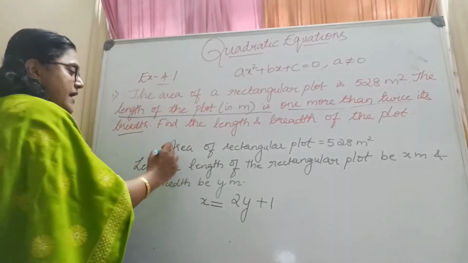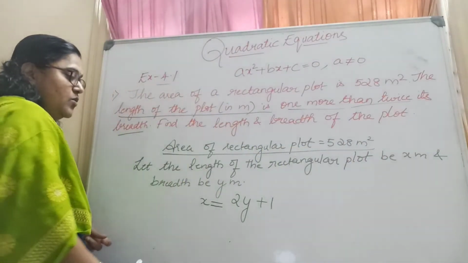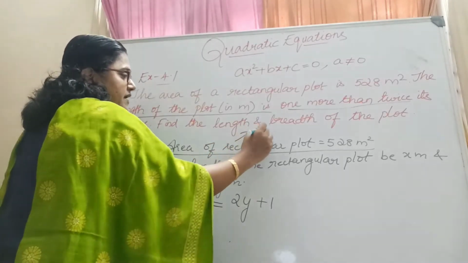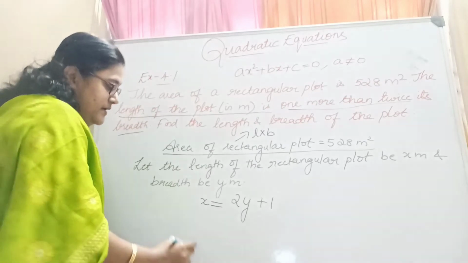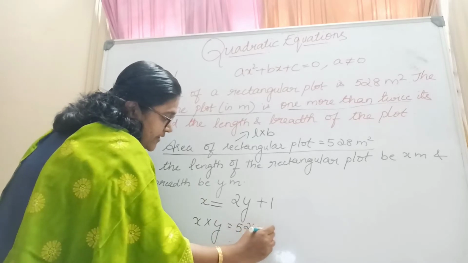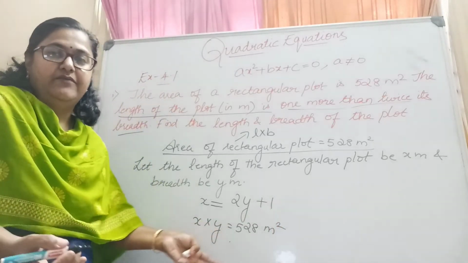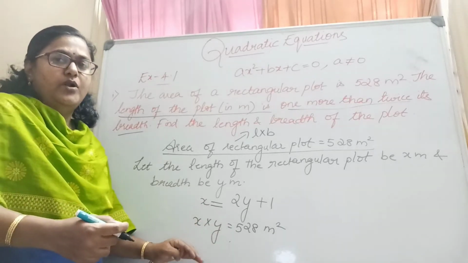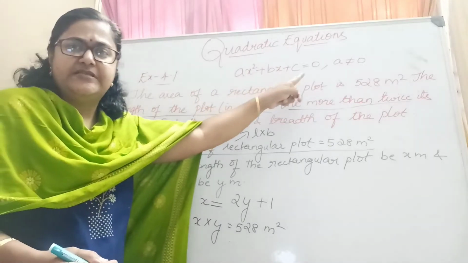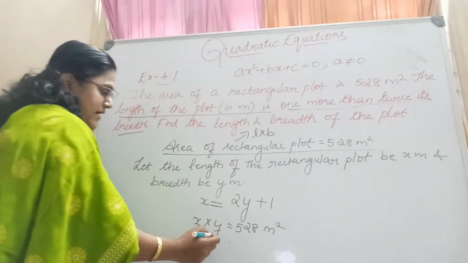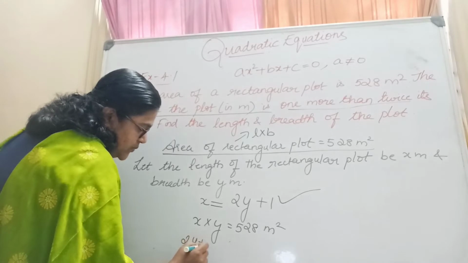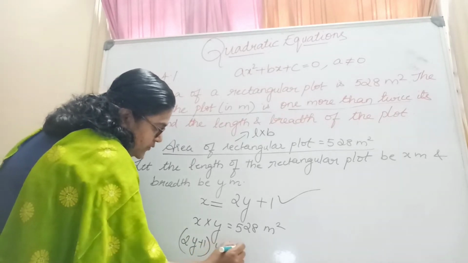Now they have given us the area of the rectangle. Right. So what is the formula to find the area of the rectangle? Length into breadth. Area of the rectangle, how you will find? Length into breadth. Right. That is x into y is equal to 528 square meters. Now I don't want x and y. How will I solve when I have two variables? I want only a quadratic equation in one variable. In this form, ax square plus bx plus c is equal to 0. So what I will do? I will replace this x with 2y plus 1 into y is equal to 528.